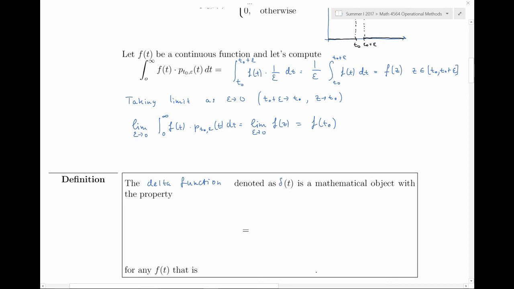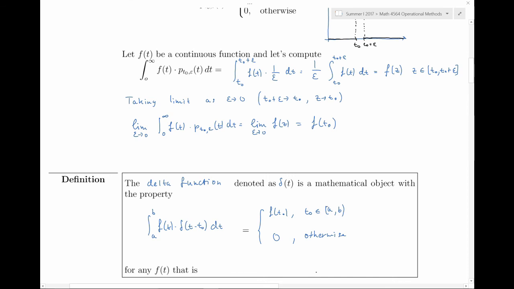And we denote it as delta of t, with delta being a Greek letter. And the delta function has this property: if we take any function f and integrate against delta of t minus t naught, shifted by t naught, then we get either f of t naught, if t naught is inside the interval from a to b, or it's going to be 0 if t naught is outside of the interval a to b.